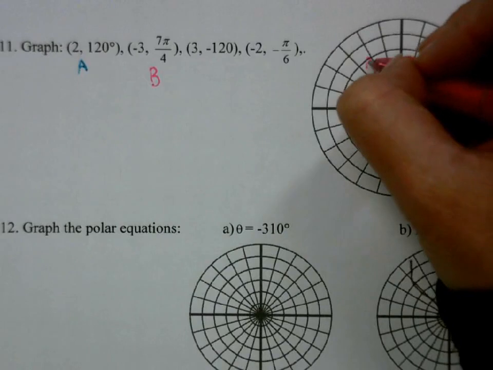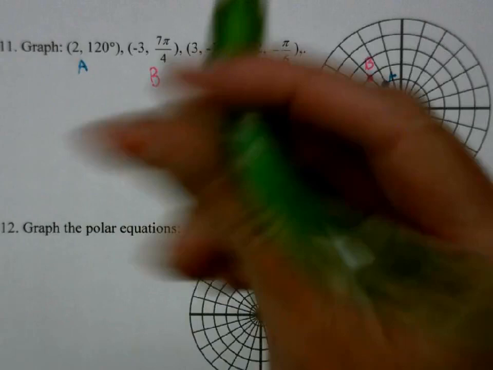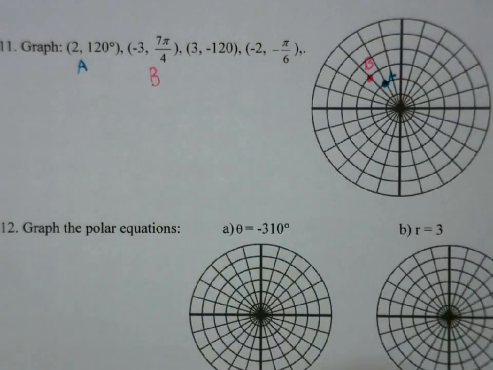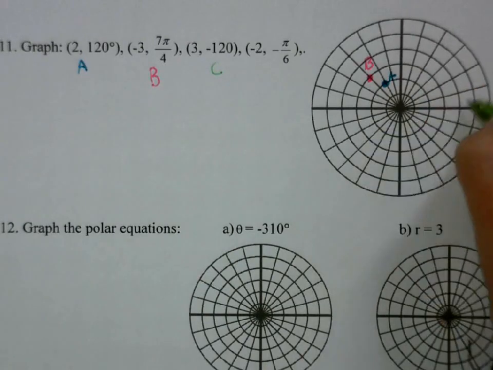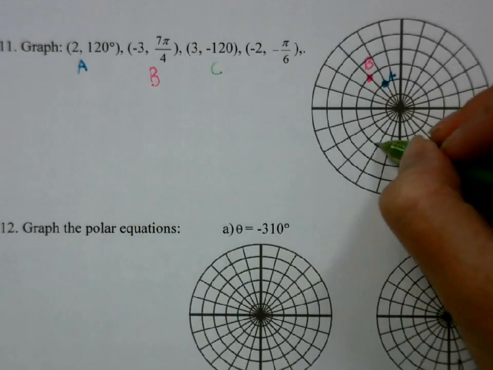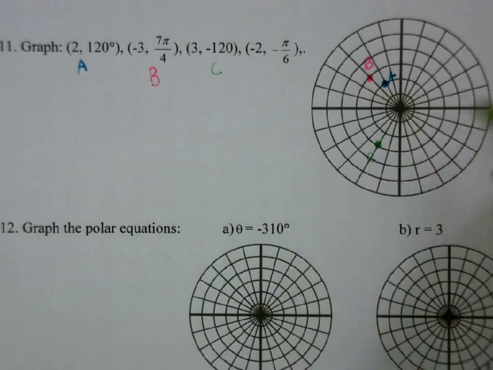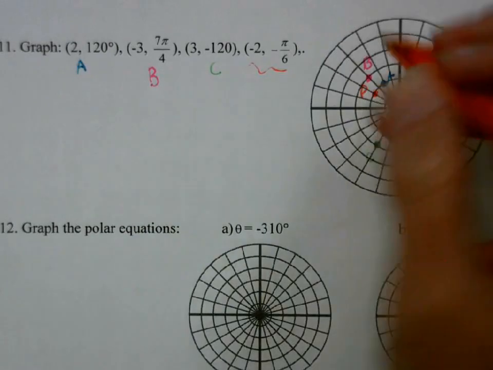Call this one C. When we have a positive negative, rather than going 120 this direction, we're going to go 120 this direction. And go up 1, 2, 3. And then the last one, a negative, negative. You can go to negative pi over 6 and then go negative 2. Okay, or you can go to negative 2 and go clockwise that measurement.